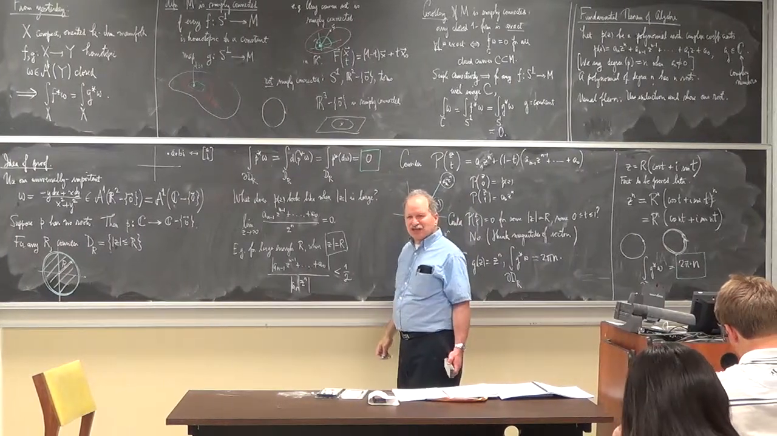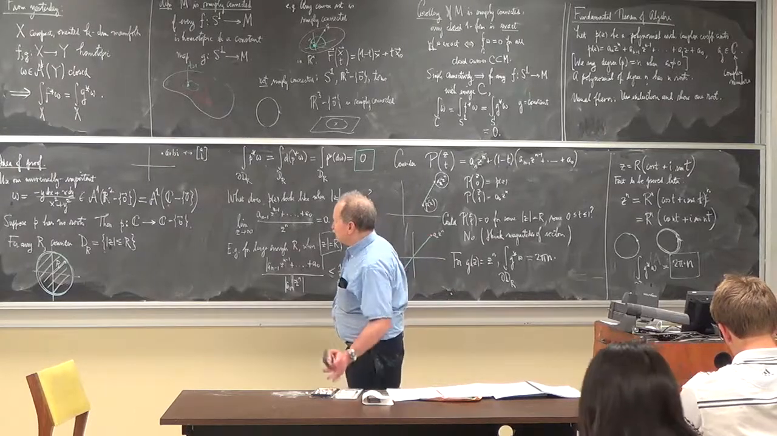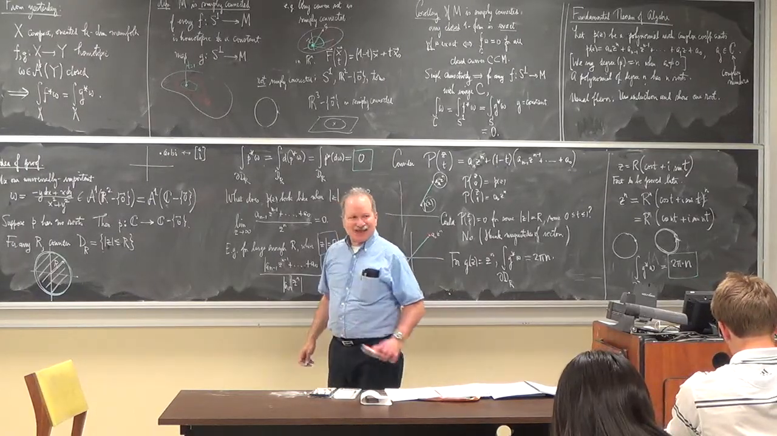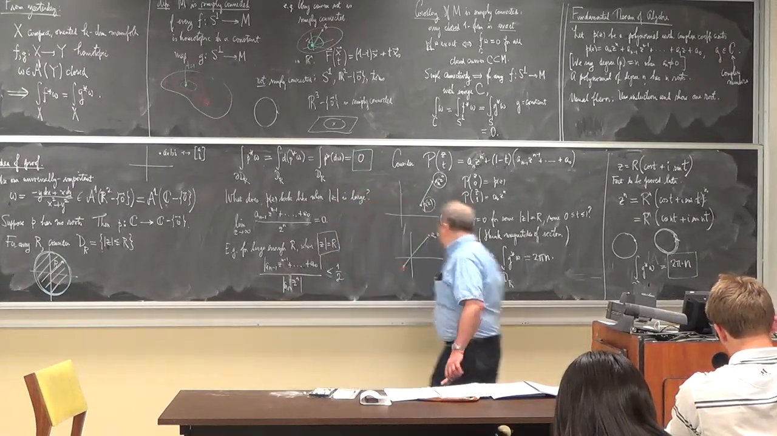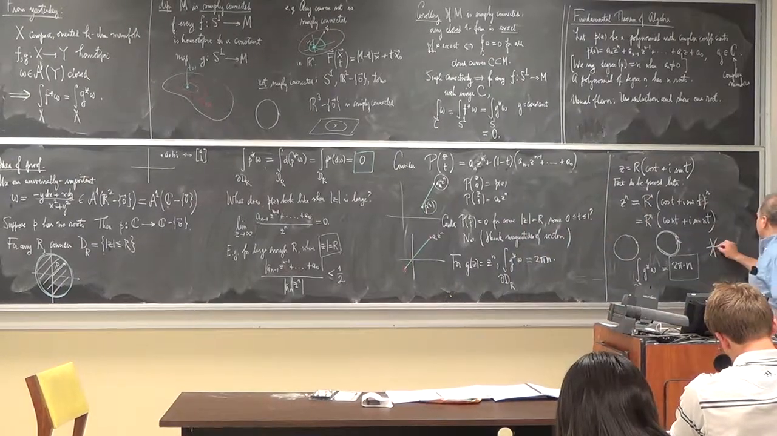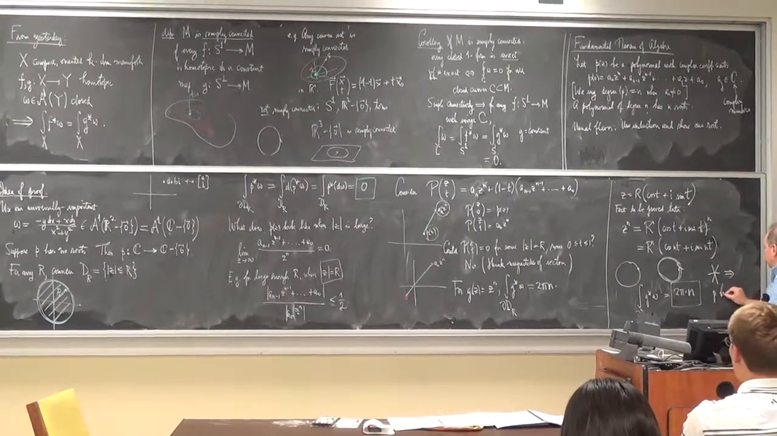What's the resolution of this problem? P has to have roots. P has to have a root. So this contradiction tells you P must have a root.